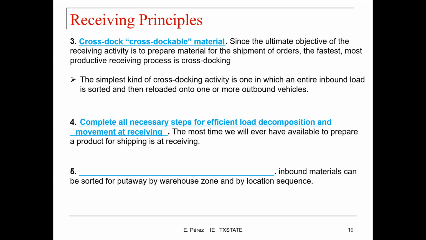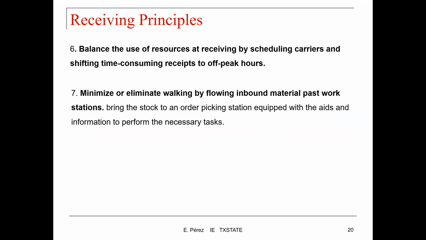Number 4, complete all necessary steps for efficient load decomposition and movement at receiving. The most time we will ever have available to prepare a product for shipping is at receiving. Number 5 is sort inbound materials for efficient put away. Inbound materials can be sorted for put away by warehouse zone and by location sequence. Number 6 is to balance the use of resources at receiving by scheduling carriers and shifting time-consuming receipts to off-peak hours.